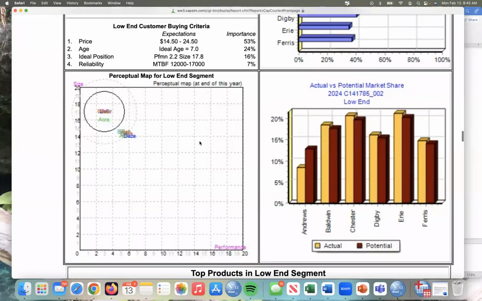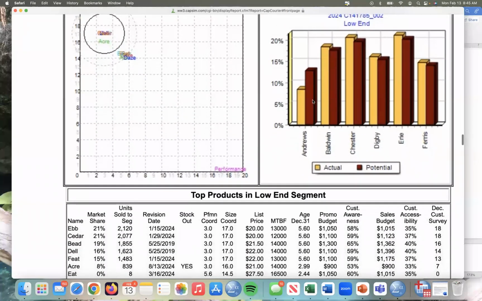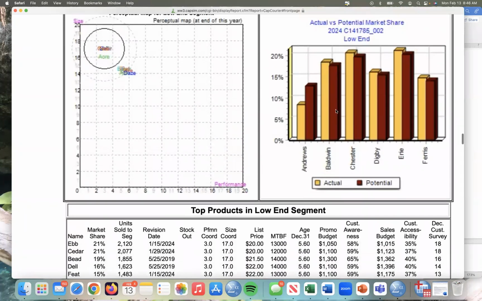You can also see for the low end product, we significantly under forecasted here. This is our potential. This is the actual. What that means is that you see for all of our competitors, the yellow bar is higher than the red bar. What that means is they enjoyed the benefit of the lost sales due to our out of stock. And you can see the Acre product could have sold a lot more. We weren't the industry leaders. Our potential was really in last place as well.